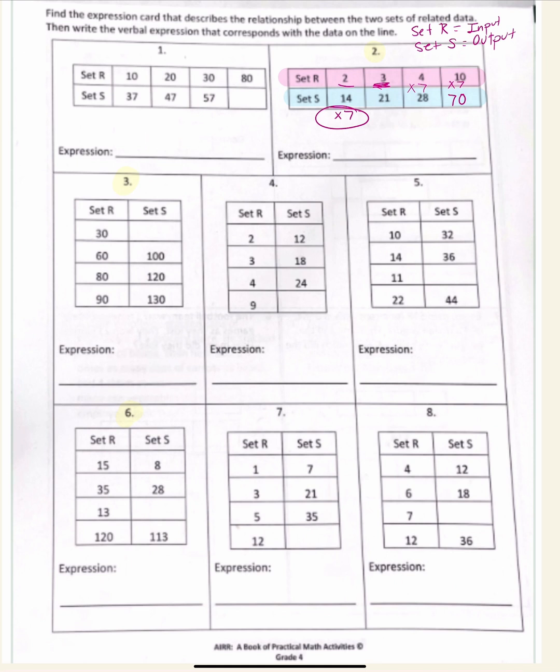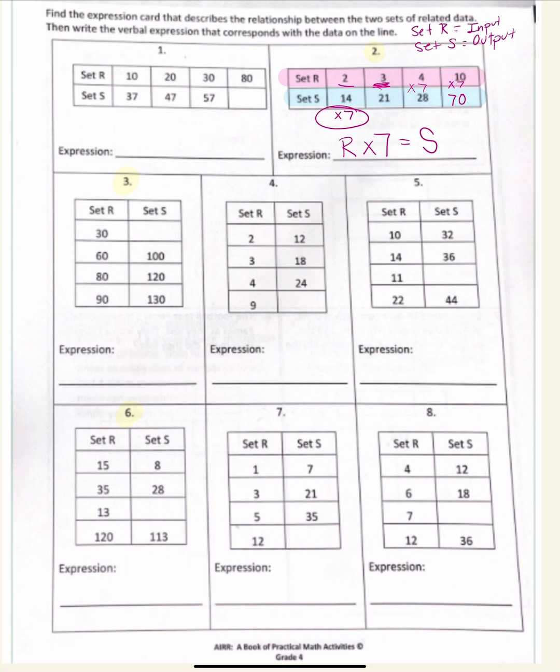Now let's make our expression. If you remember back on the ones with triangles and rhombuses and hexagons, we just use letters for it. So I started with set R. I took whatever was in R, and we figured out our rule was times 7. And whenever we took set R and multiplied it by 7, it gave us S.